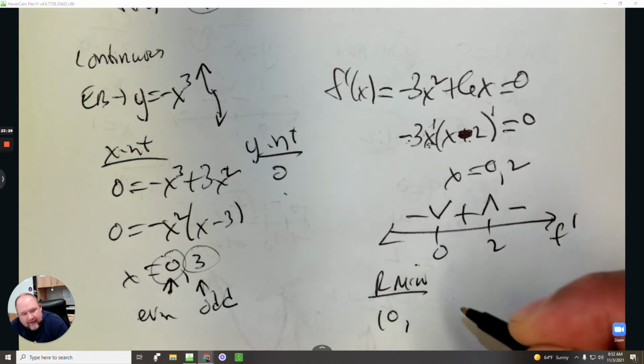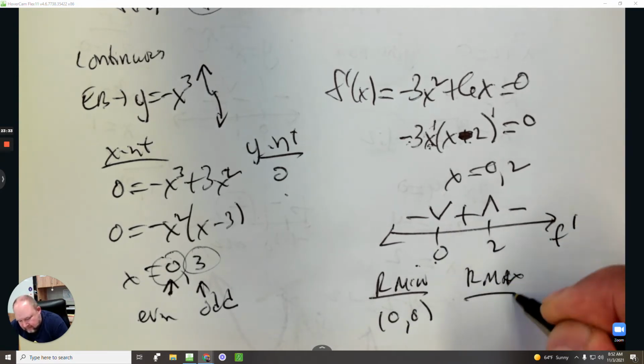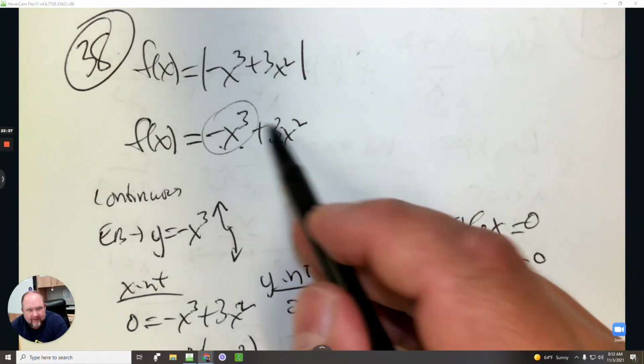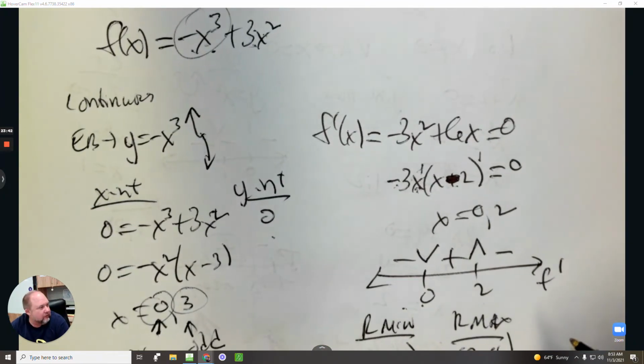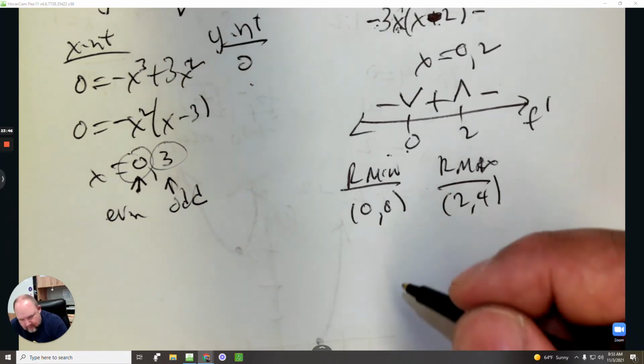Now I've got to find the y-coordinate. So if I plug in 0, the answer is 0. For the maximum, a little bit more work. Plug in 2: 12 and negative 8. So that's 4. So that's not bad. So 2 and 4. Last thing, the second derivative.